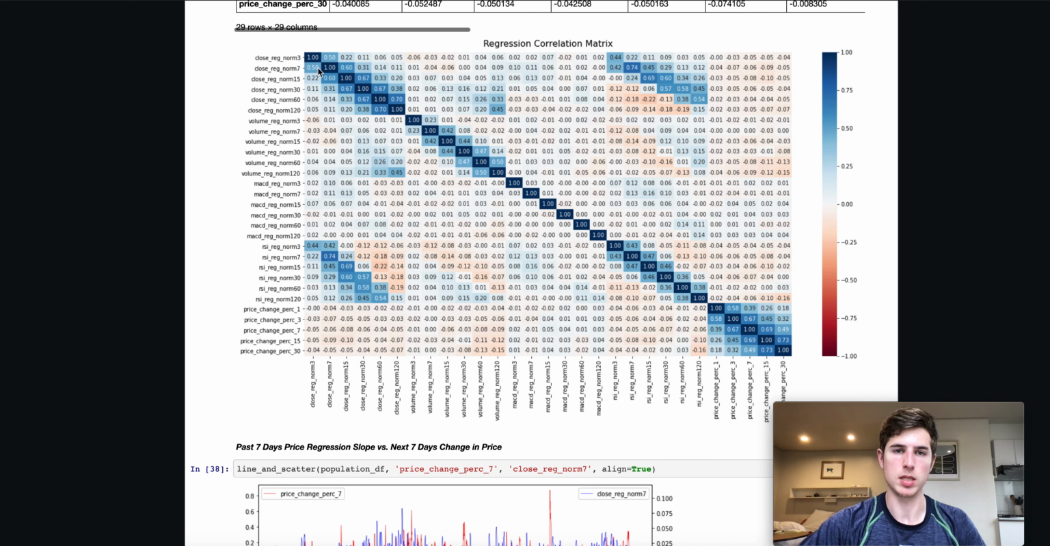So here what we're seeing is a regression correlation matrix. So this is looking at, for instance, the closing price regression normalized over the prior 3 days, and how did it correlate with all of these other different things we've got going on, because I wanted to look at how does the regression slope of volume, trading volume, or MACD, or RSI, or price itself, how does that interact with, or correlate with rather, actual price changes in the future.